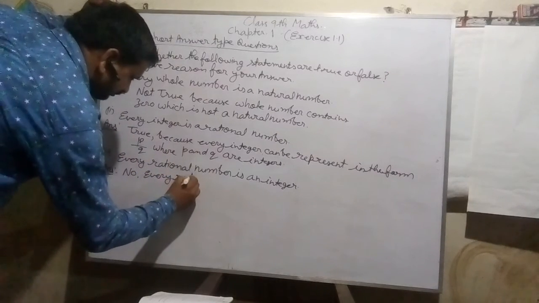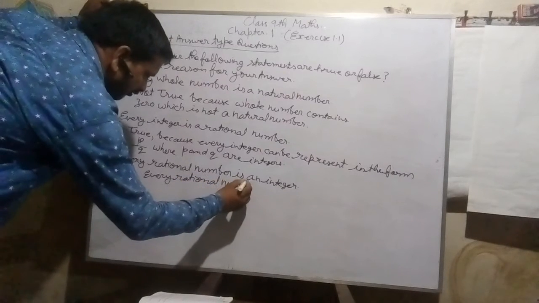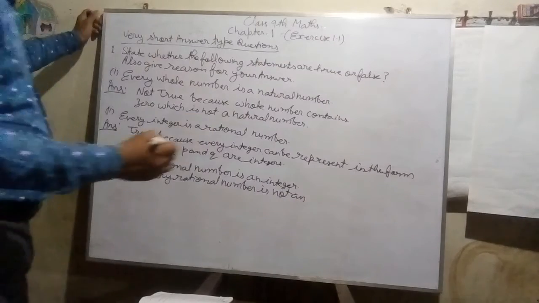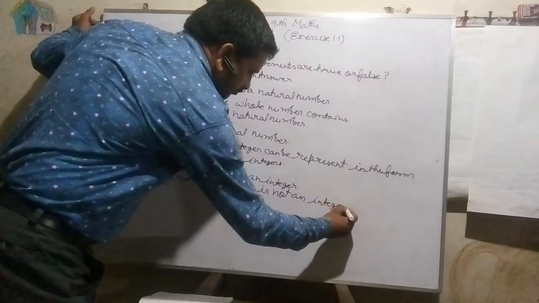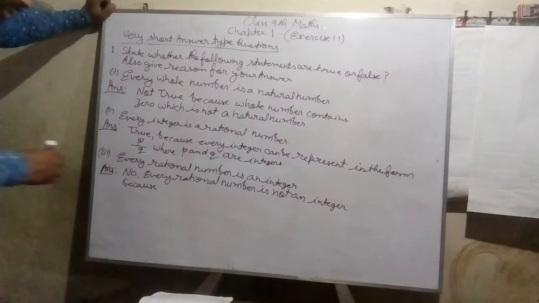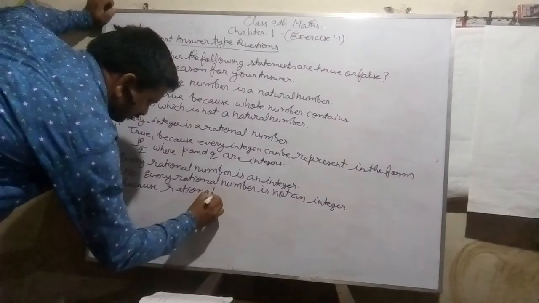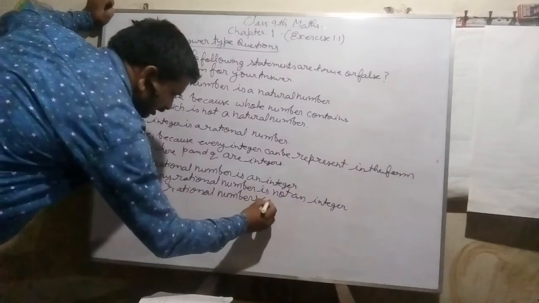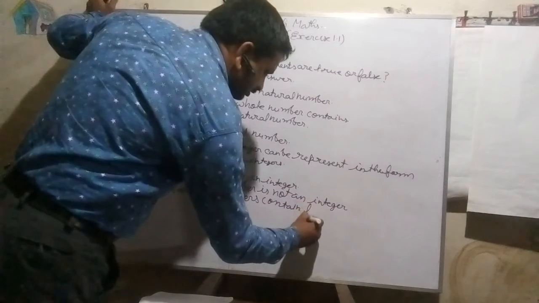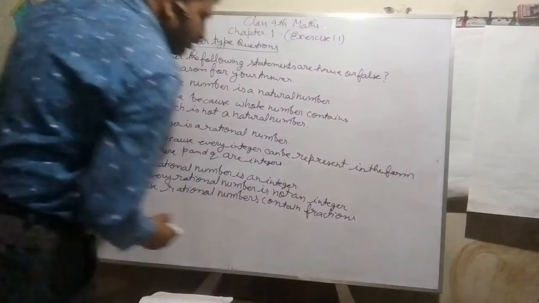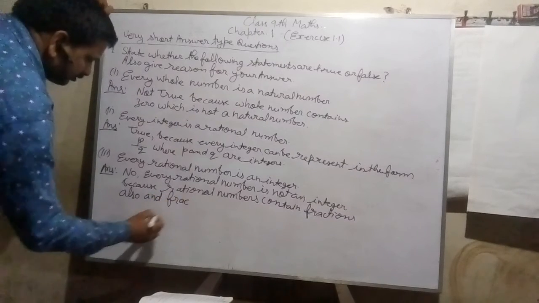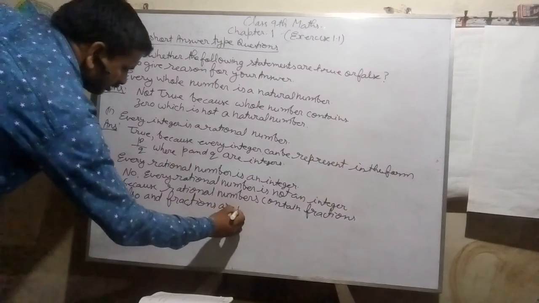No, every rational number is not an integer because rational numbers contain fractions also, and they are not integers.